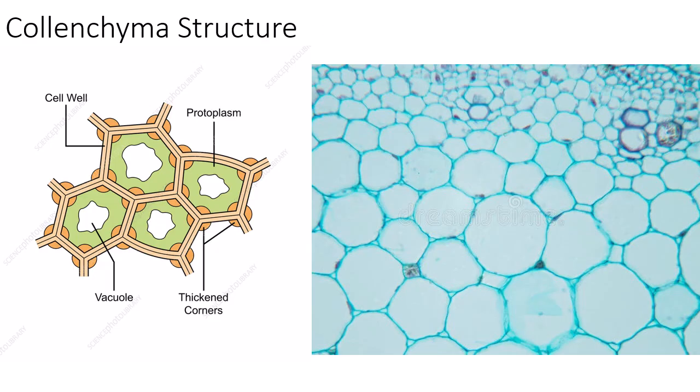Here you can see the structure of collenchyma. At the corner you can see the thickenings. Wherever the cells have their corners, there is a thickening, and in the original transverse section of stem, you can see the structure of collenchyma, where at the corners there is thickening. So this is also one of the living tissues.